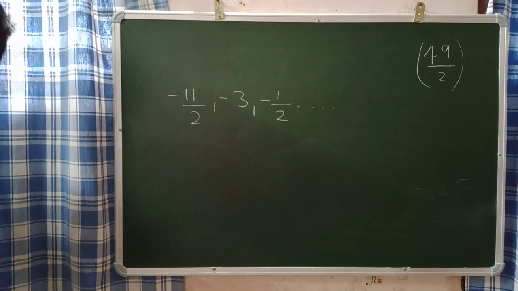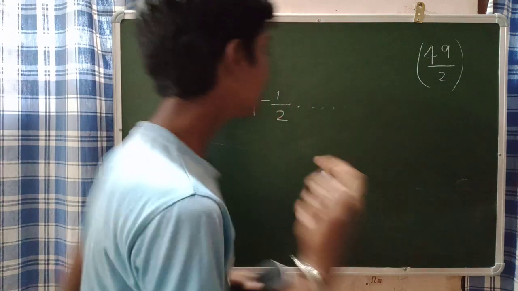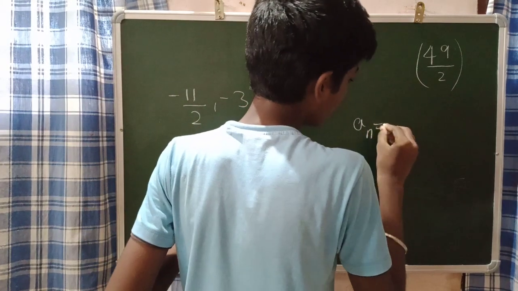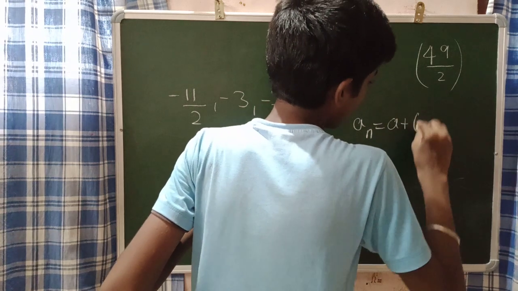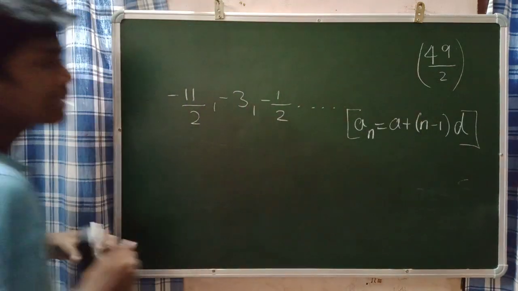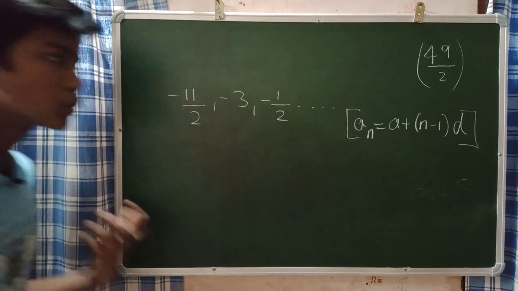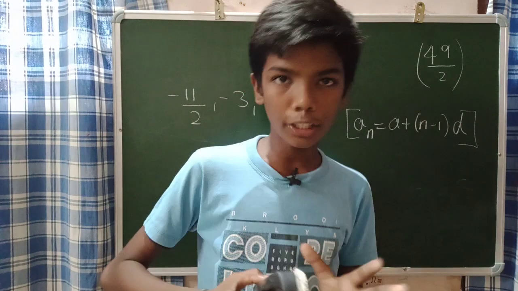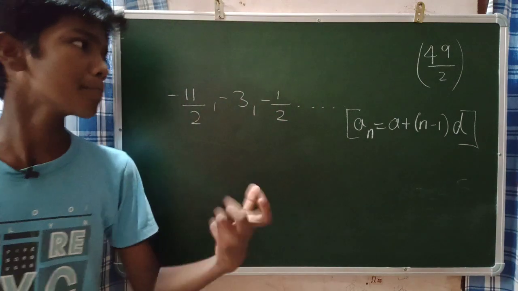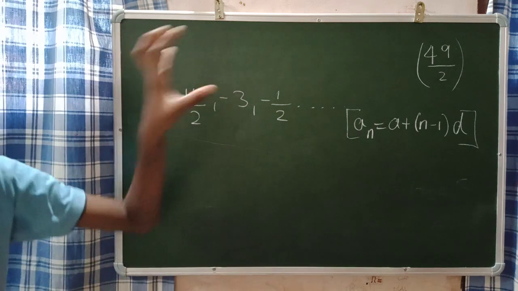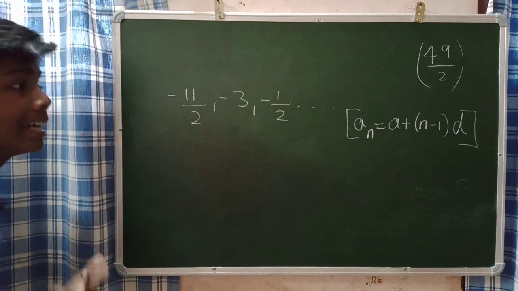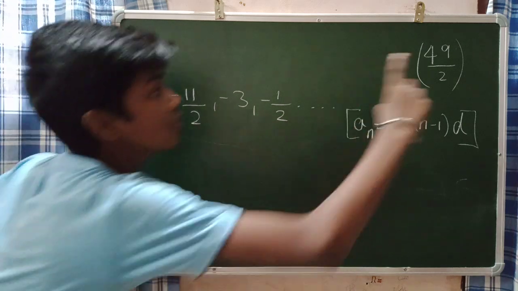Use your general term formula, that is nothing but your nth term formula. Your general term formula is an is equal to a plus n minus 1 into d. This is a general term formula that you guys know already. An is equal to a plus n minus 1 into d. Your general term is nothing but the nth term. So, your nth term an is equal to a plus n minus 1 into d. Now, in order to find the answer for this question, this particular sequence is in arithmetic progression. They are asking in this which term is 49 by 2.